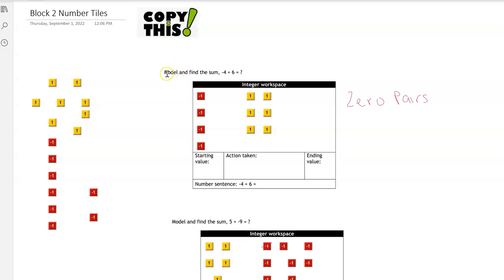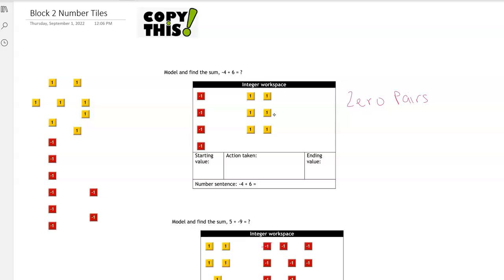So you would be copying down model and find the sum, -4 plus 6. You're going to draw this box, and you're going to draw these tiles. Now, if you don't have any markers to use, you can just write it like this. You can just do the little box and put a 1 in it, or another box and put a -1. That's good enough for me. Now, on to this lesson. It wants us to model this.